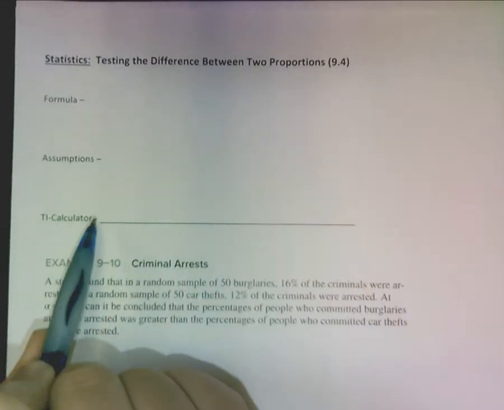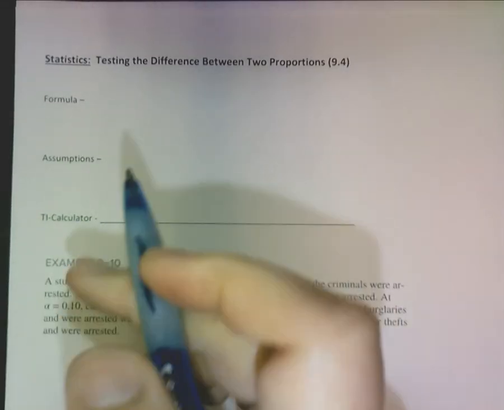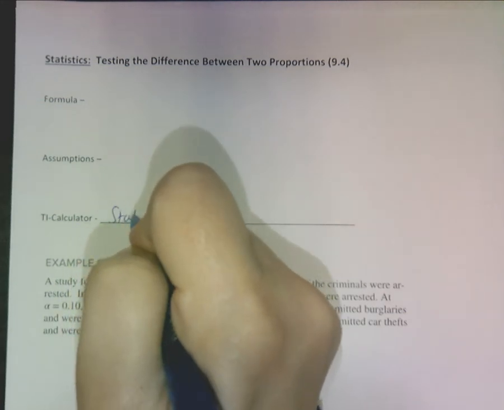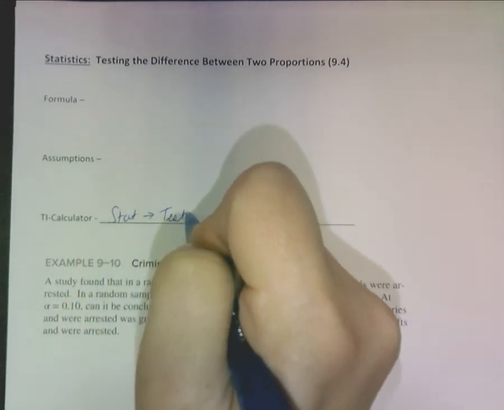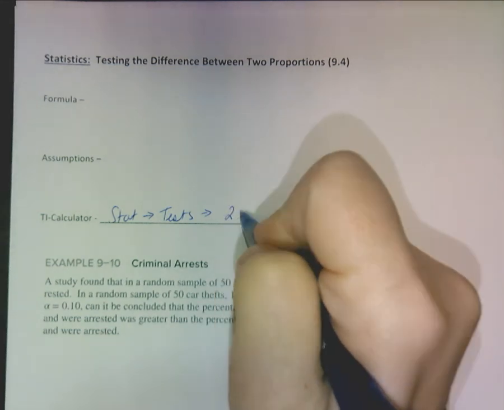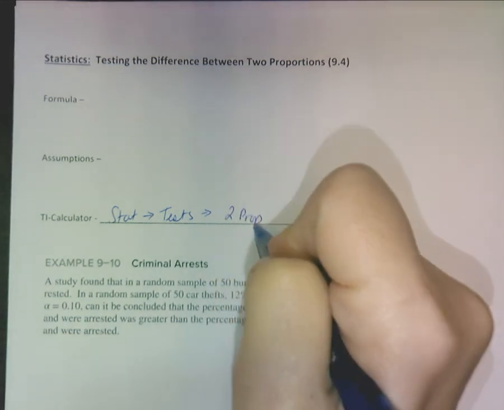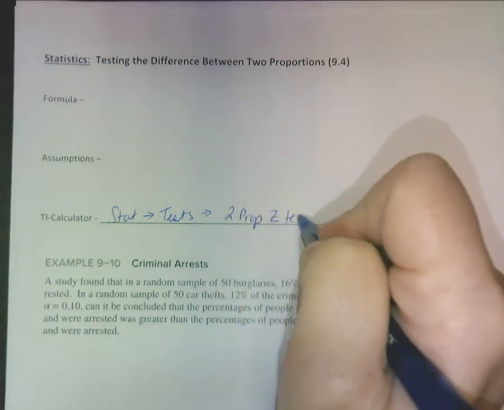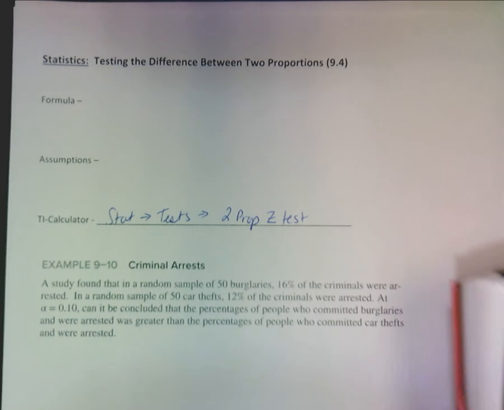Now, let me tell you what it is in the TI calculator. You're going to go to Stat. You're going to go to Tests. And you're going to go to 2-proportions Z test. Okay, please be very careful.